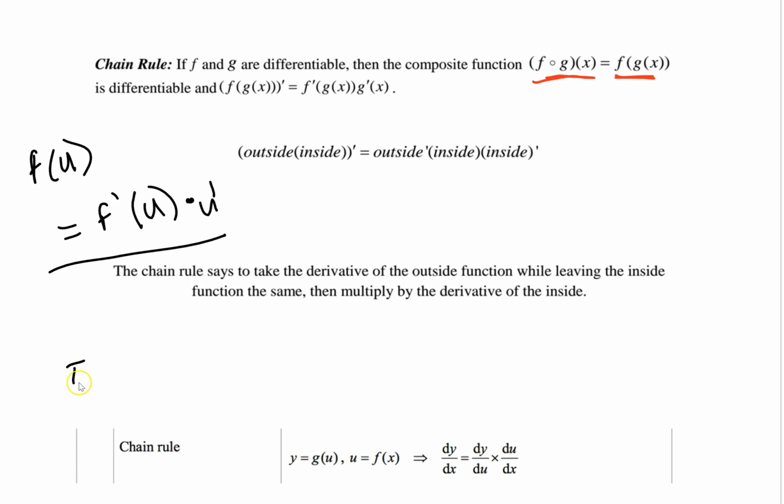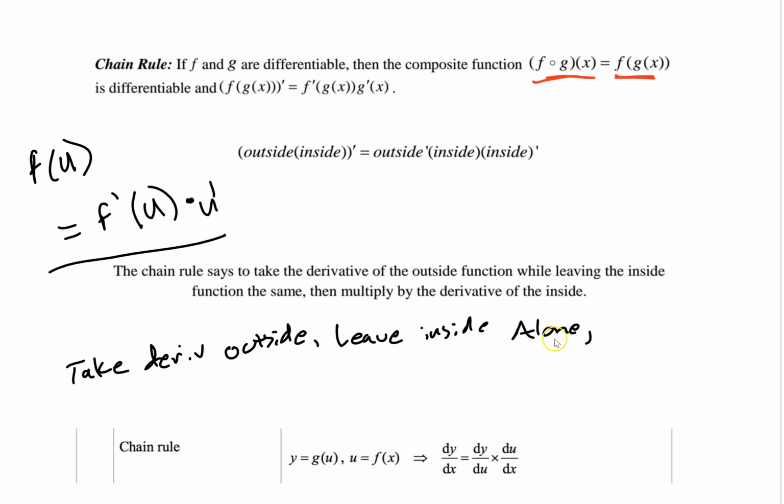So you take the derivative of the outside, you leave the inside alone, and then you, very important, last step, a lot of people forget the last step, then you times it by the derivative of the inside function. And that's the chain rule.